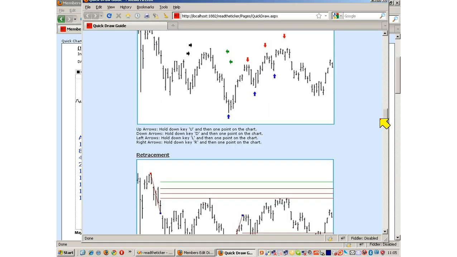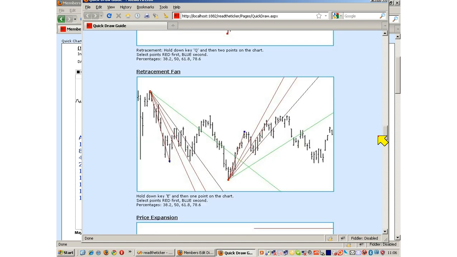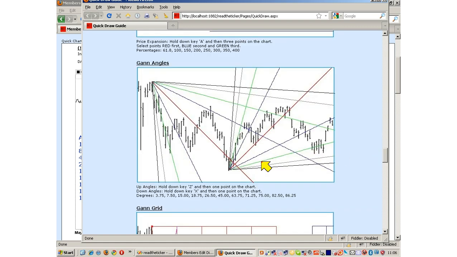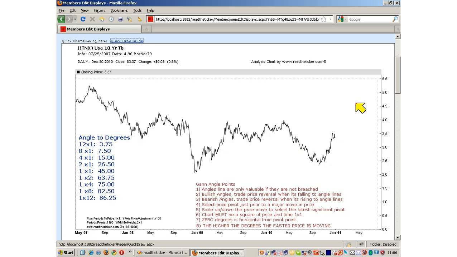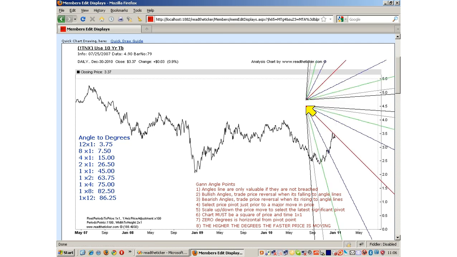Scroll down a bit. Alrighty, here we are. Here we can hold down the X key and the Z key, select a point, and the angles will draw. Let's go back. Okay, let's hold down the Z key to get a bullish Gann angle. Hold down the X key to get a bearish Gann angle.